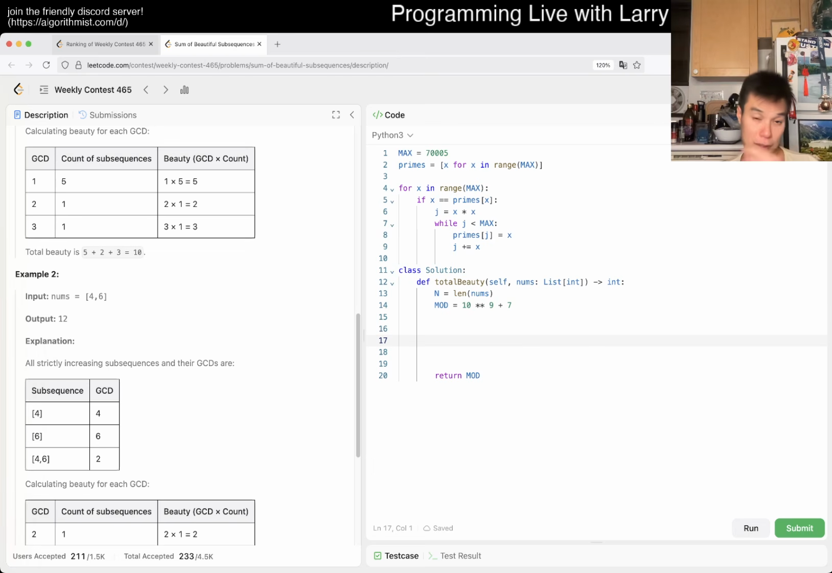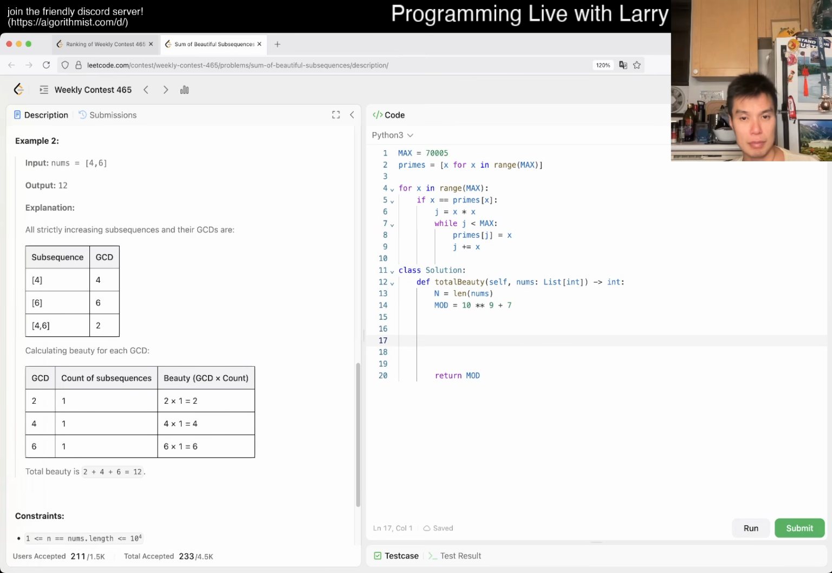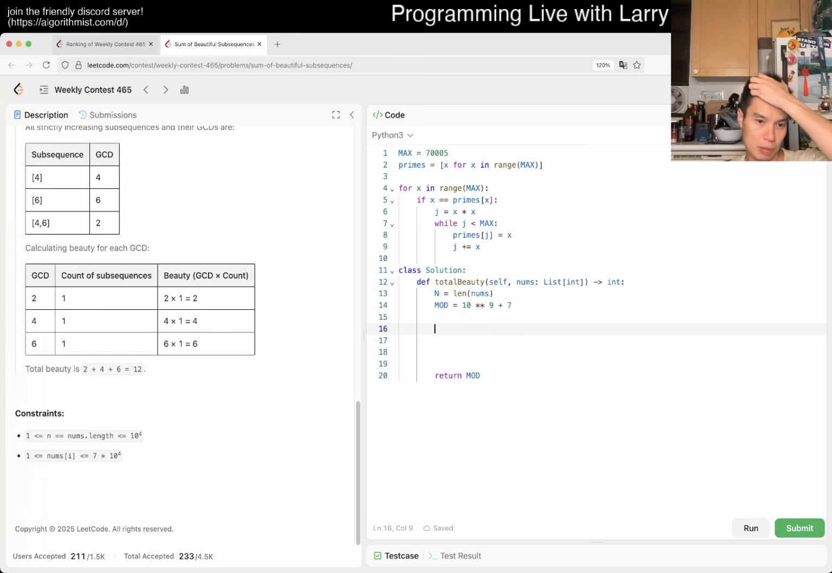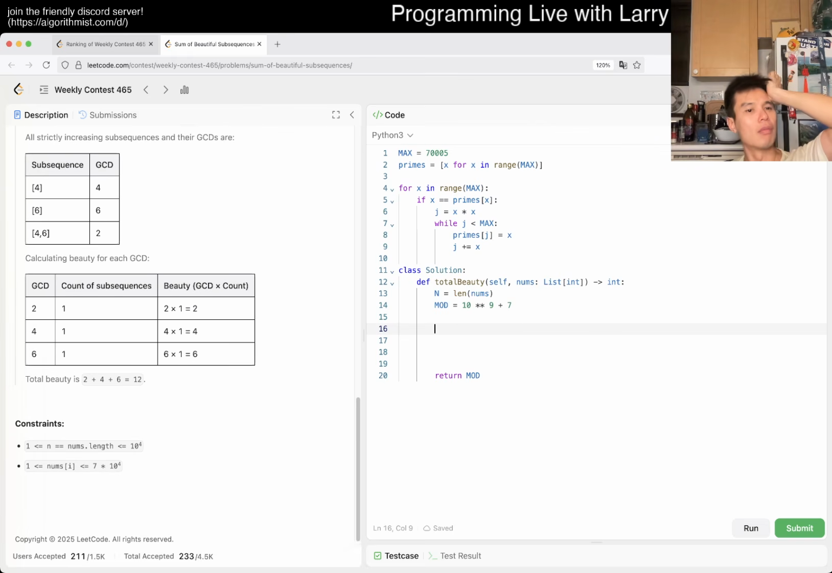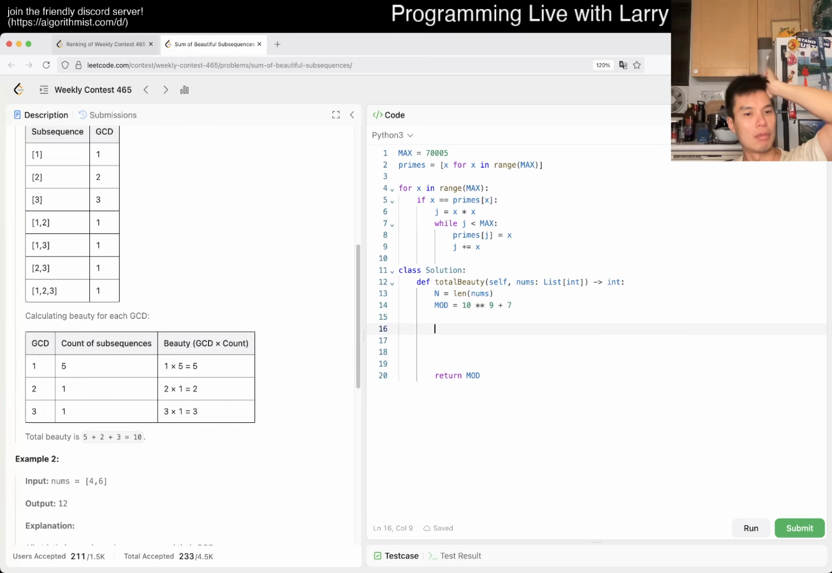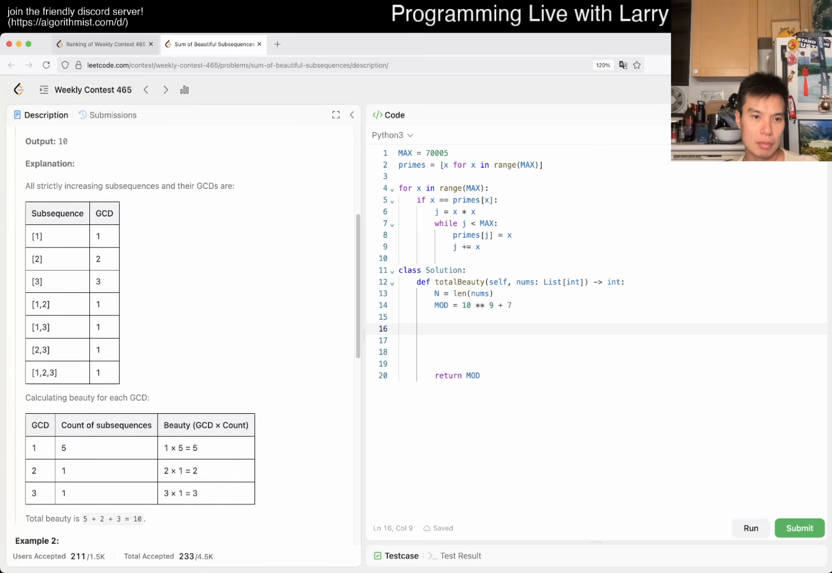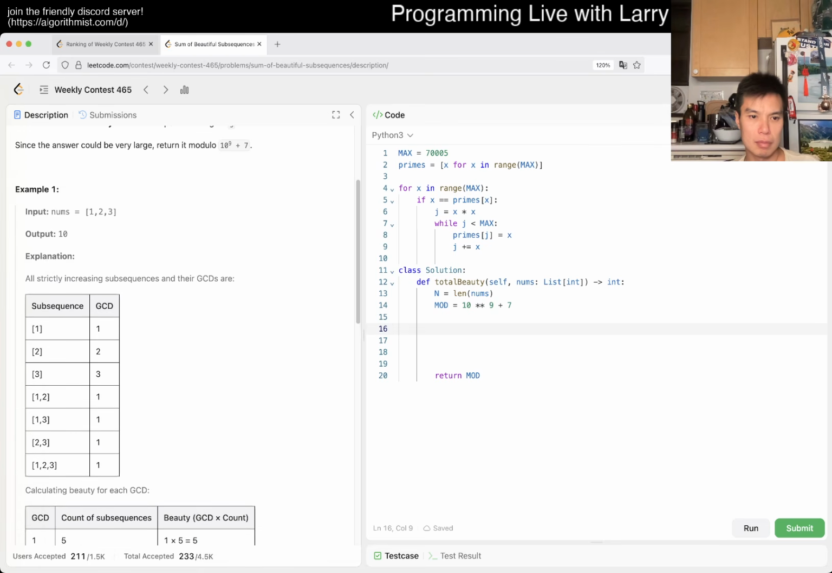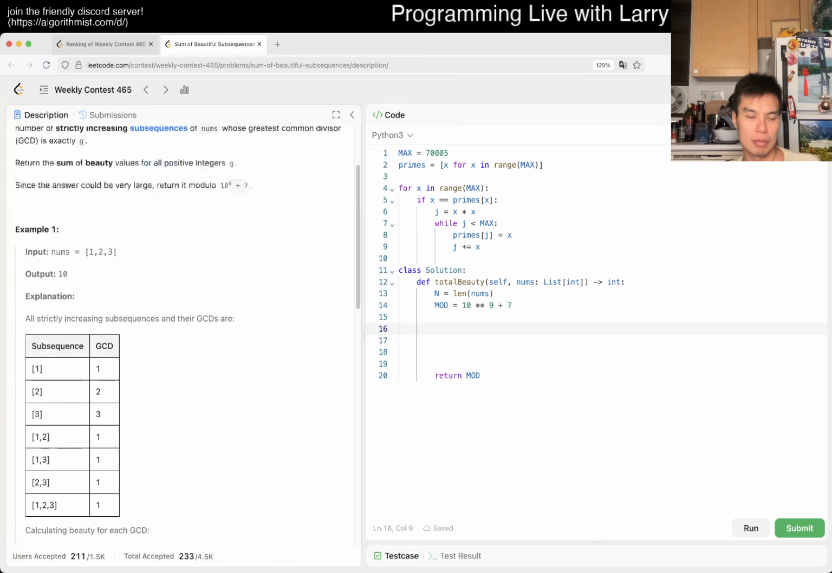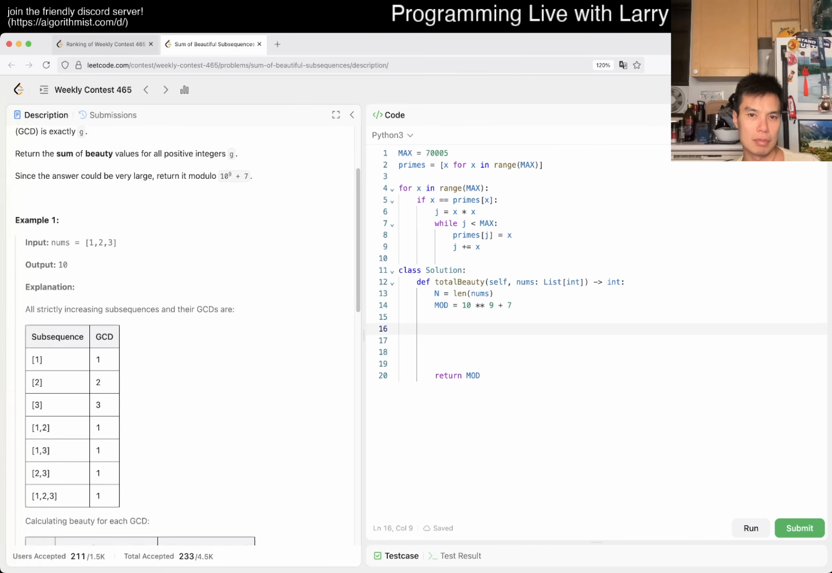Hmm. 20 minutes. Yeah. I don't even really have ideas. It's just maybe beyond my scope for today. What is the dividers?